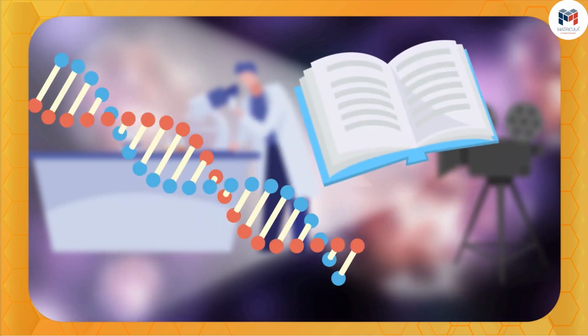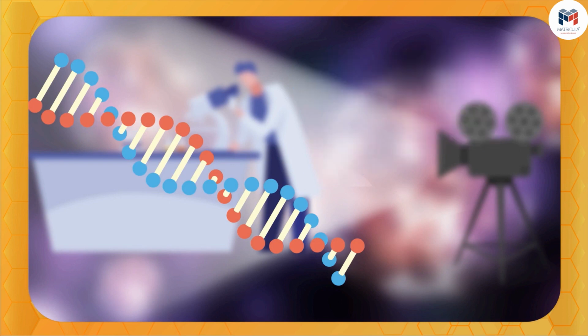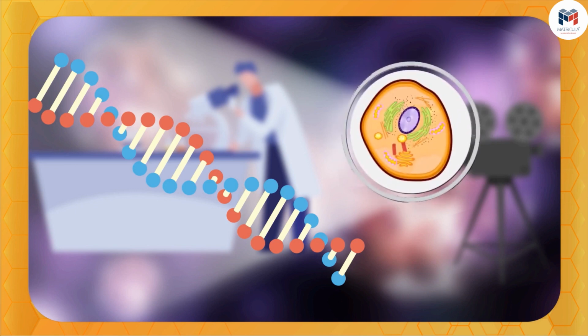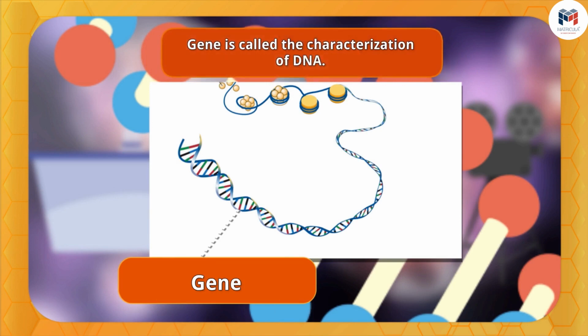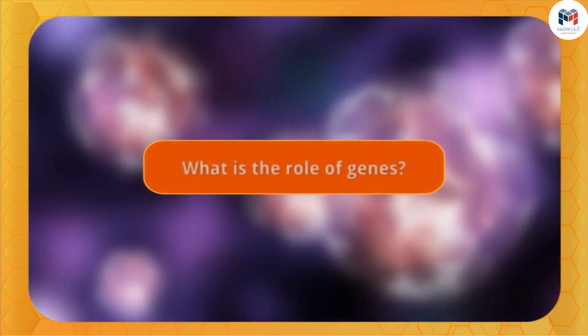The way a book contains information, the DNA contains information or instructions related to the cell. So, it can be said that the DNA molecule contains the necessary information about the structure, formation, and organization of the cell. The information that is in DNA is called gene. That is, gene is called the characterization of DNA. Now, what is the role of genes? Just think.